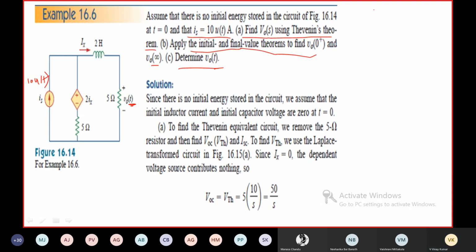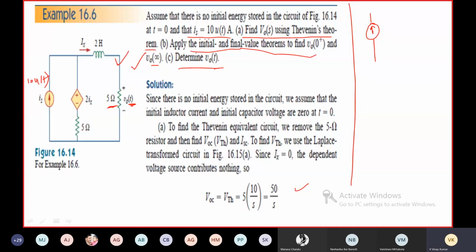So first, let us find VTH, the open circuit voltage. Where is the load? As we are going to find the voltage across this 5 ohm resistor, the 5 ohm resistance is the load. In order to find VTH, remove the load resistance. After removing the load resistance, what will be the circuit in the S domain?